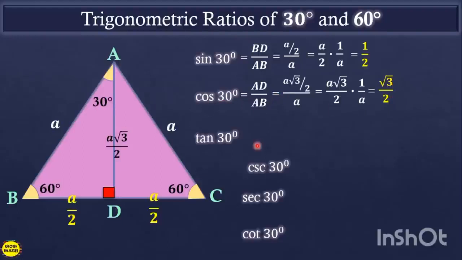Next, for tangent 30 degrees, ang gagamitin po natin, opposite over adjacent. So, kung ito po si tangent 30 degrees, opposite, that is BD over adjacent. So, ito ay AD. So, BD over AD. Substitute natin si BD, A over 2, over your AD is A square root of 3 over 2. So, solve natin, A over 2, and then reciprocal nito. So, mauuna si 2. 2 over A square root of 3, and then proceed to multiplication.